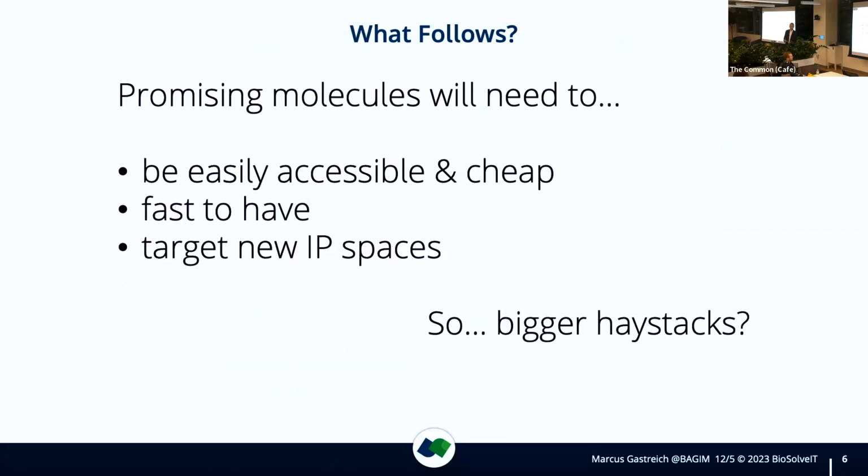In other words, promising molecules, molecules that we hope to be able to take along that pipeline, will have to be super cheap, the cheapest possible way we want to have these compounds. They must be easily accessible. They must be very quickly there. And ideally, that's the ultimate goal, we want to create new IP. We want to target a novel area in that space that we have hitherto not really targeted. So would the answer simply be, let's make bigger haystacks so that we have more to choose from?